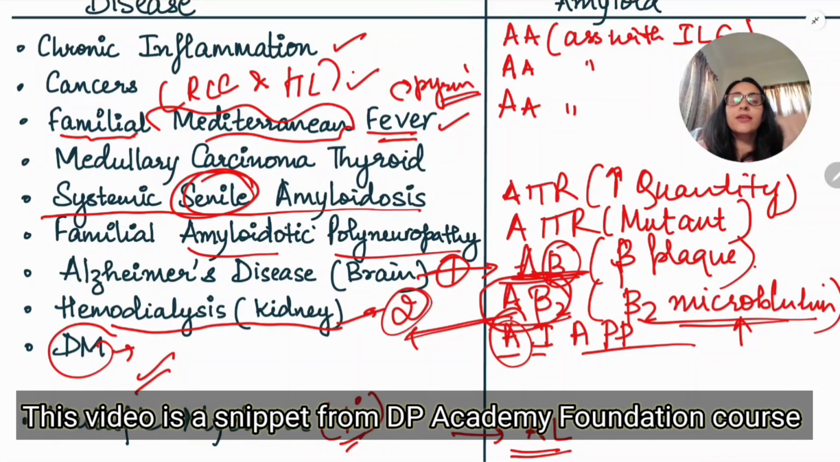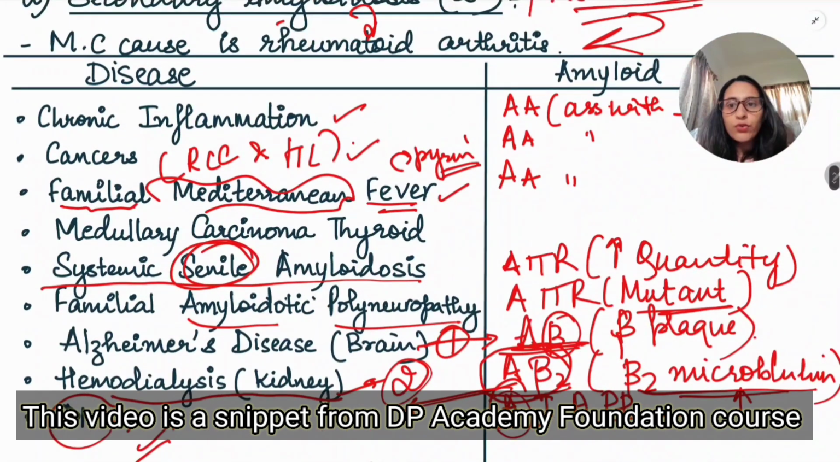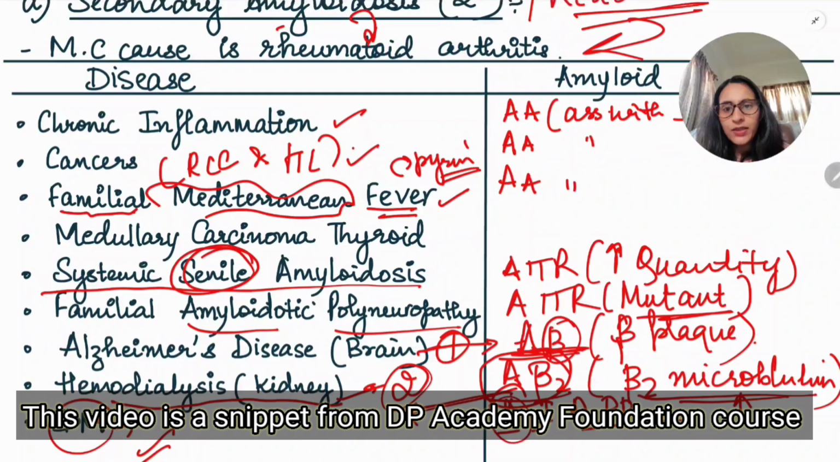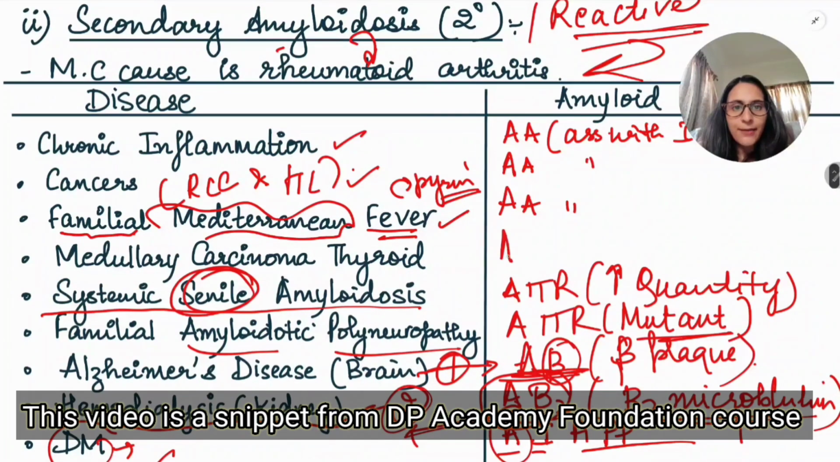Systemic senile amyloidosis is an increase in the quantity. That means there is an increase in the quantity of this TTR, transthyretin, and familial amyloidotic polyneuropathy is mutated TTR. Now we are only left with medullary carcinoma of thyroid. In this case, there is amyloid and an increase in calcitonin is seen in the medullary carcinoma of thyroid. So it is increase in the calcitonin and A for amyloid. So this finishes the table of secondary amyloidosis.